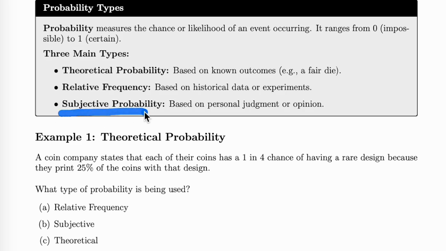For subjective probability, that's based on personal judgment or opinion. So, for example, someone that's a big movie critic might estimate a film's chance of winning an award. So, it's based on personal judgment and opinion.